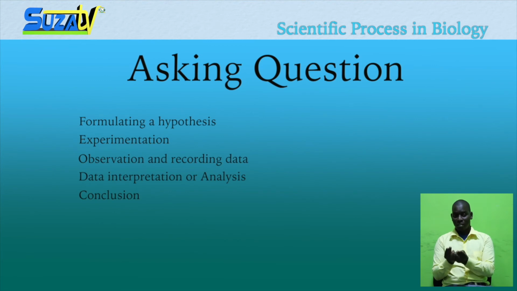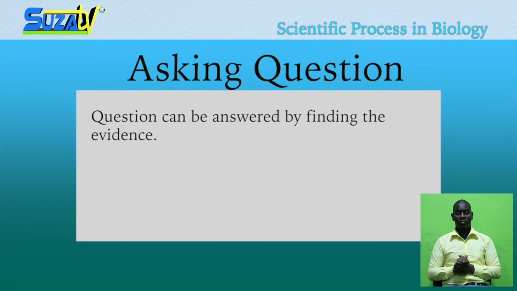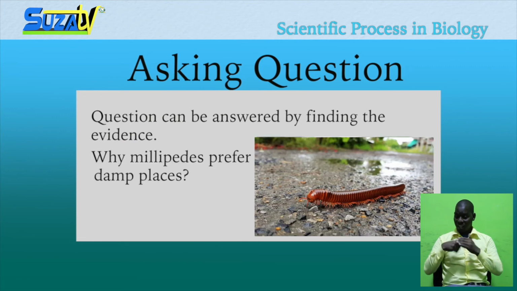Asking a question. The second step is where the biologist asks a question on what he or she observed. The question can be answered by finding the evidence. An example of a question from our observation is, why do millipedes prefer damp places?